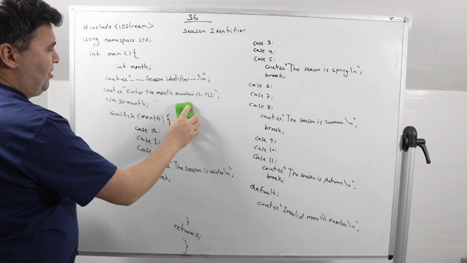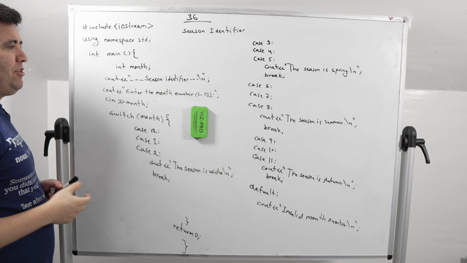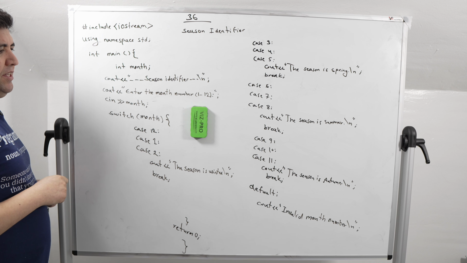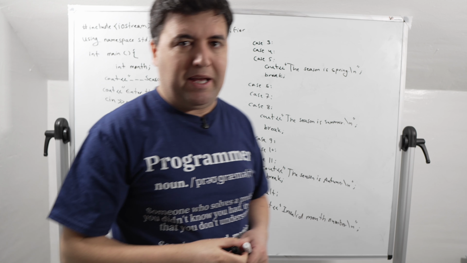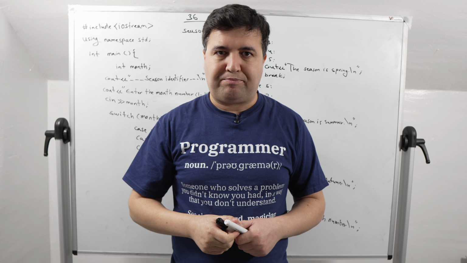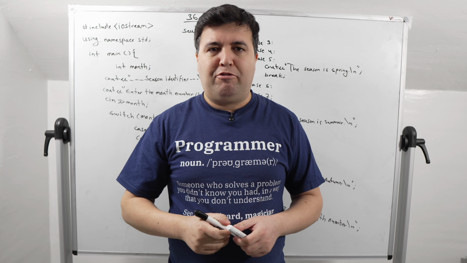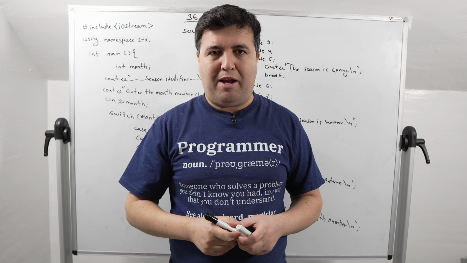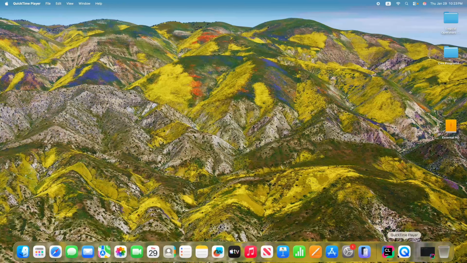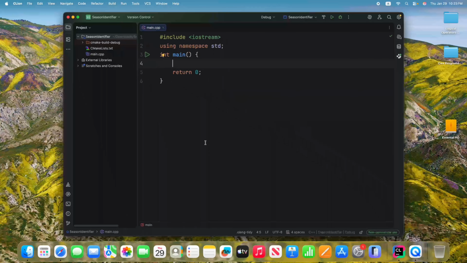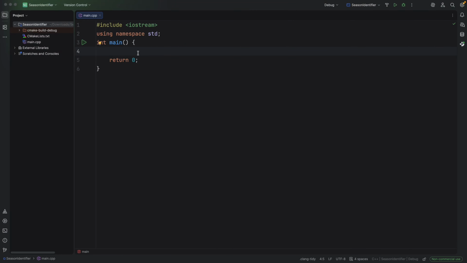So this was a program which identifies the season based on the month number entered by the user. Now it's time for practice, so let's go and write this program in our computer. I'm back in my computer, so let's open our C++ IDE, and we are on lecture 36 on C++.